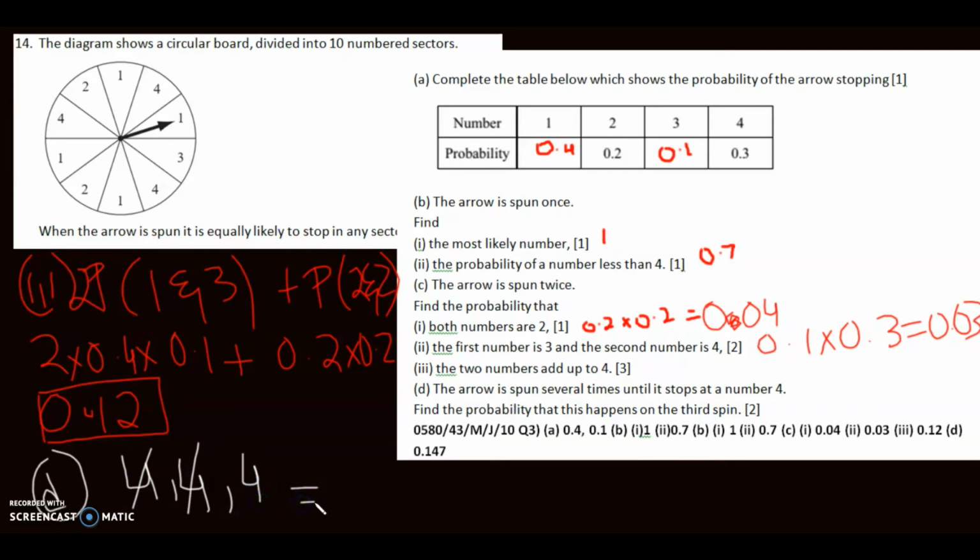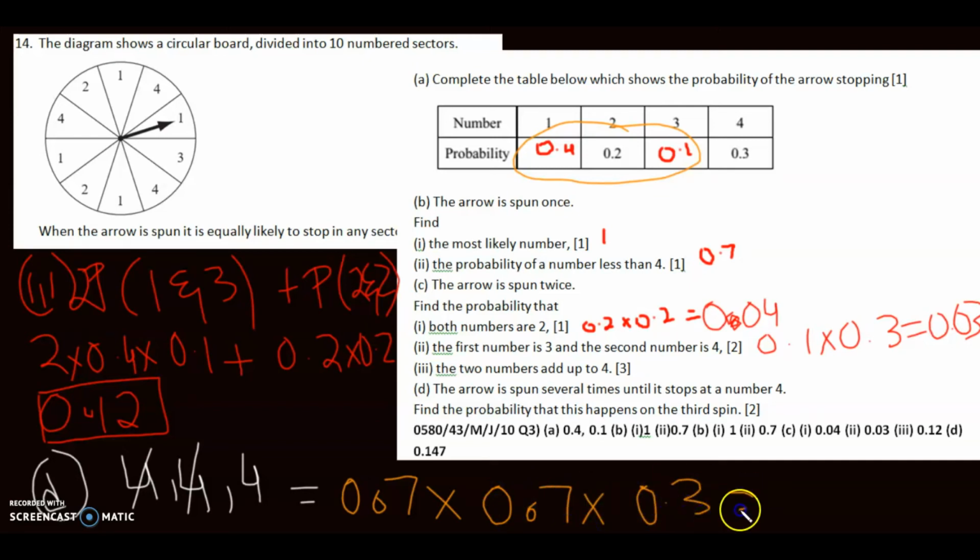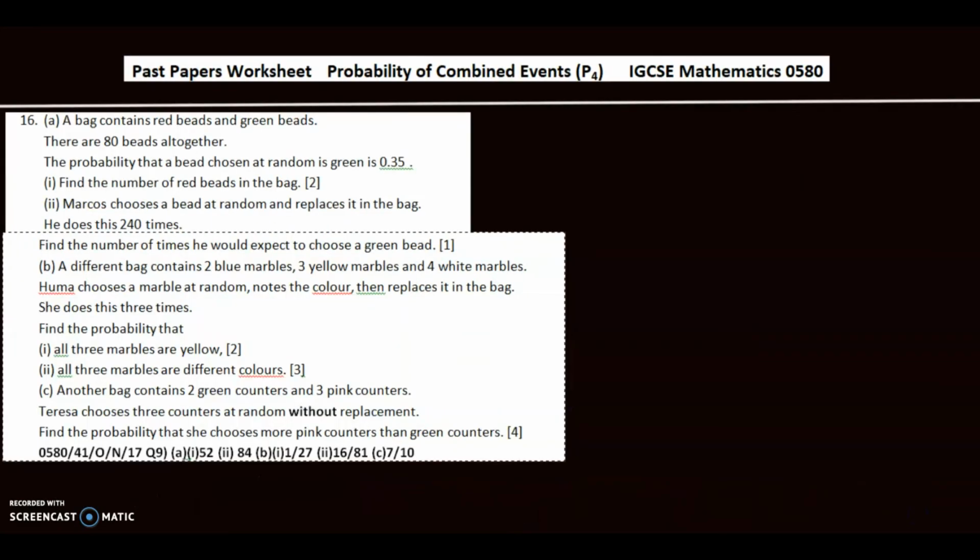So what is the probability of not getting a 4 in the first spin? That's this. 0.4 plus 0.2 plus 0.1, which is 4, 5, 6, 7, 0.7. Then again in the next spin not getting a 4 will have probability 0.7. Then in the third spin getting a 4 would have probability 0.3. This product should give the answer 0.147.